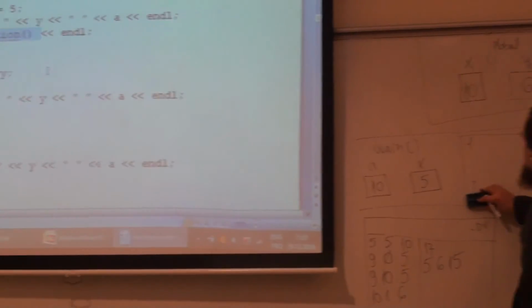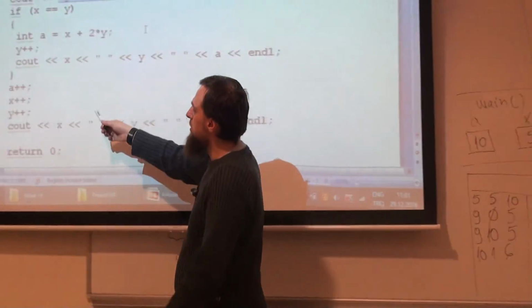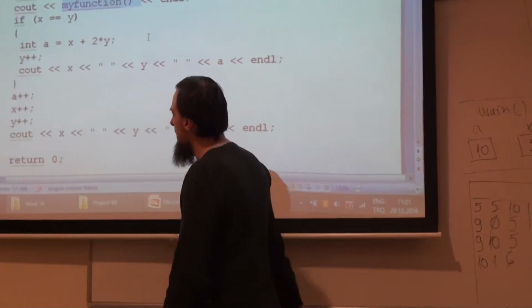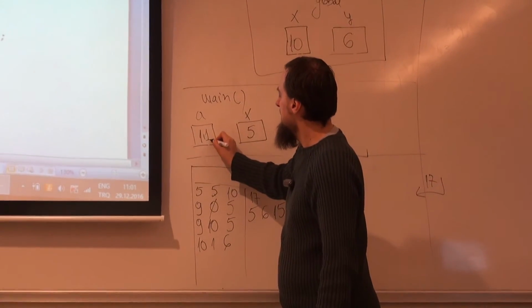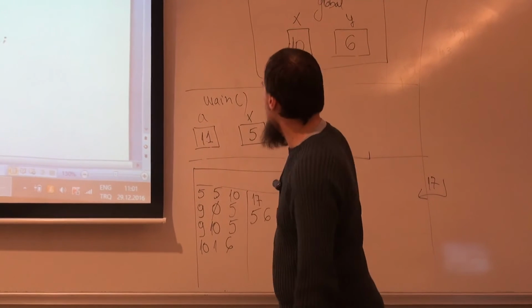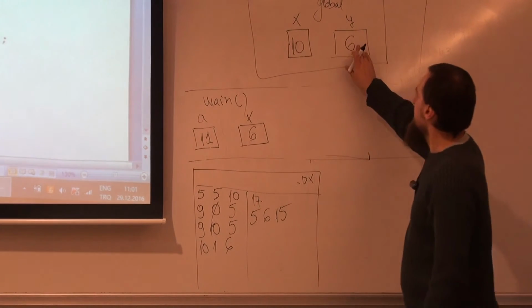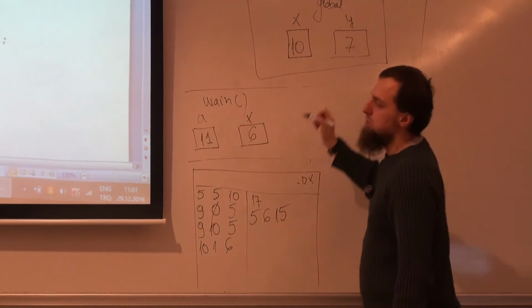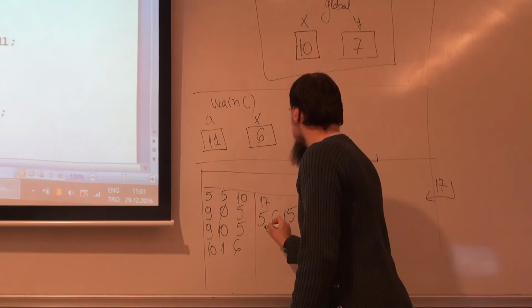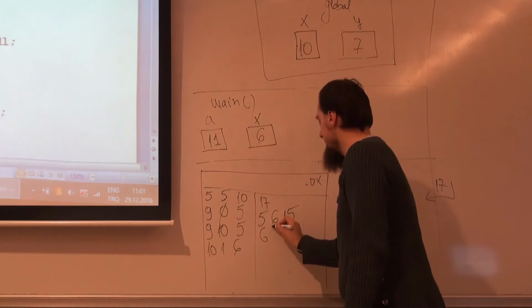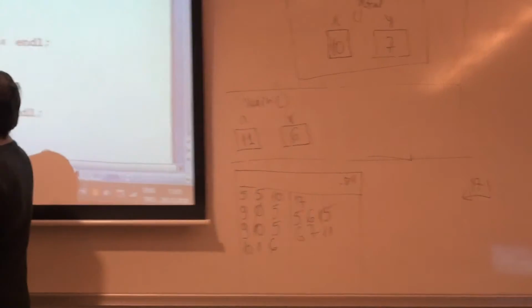Okay, so this is going to be deleted. We go here, increment a, x, and y by 1, all of them. This a here is going to be 11. Then x is going to be 6. Then y, this y here is going to be 7. And I suppose I print them, yes, x, y, a. So x is 6, y is 7, a is 11. And this is it. I'm finished.